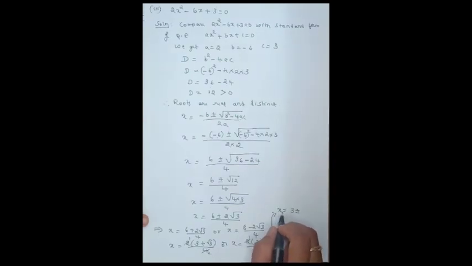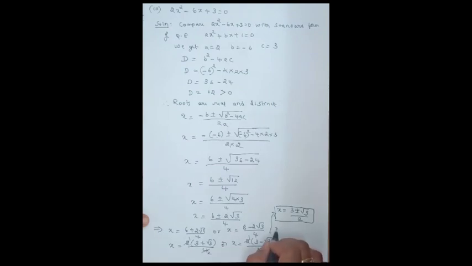That implies x value is 3 plus or minus root 3, whole divided by 2. That implies one root is x = (3 + √3)/2, or the other root is x = (3 - √3)/2.